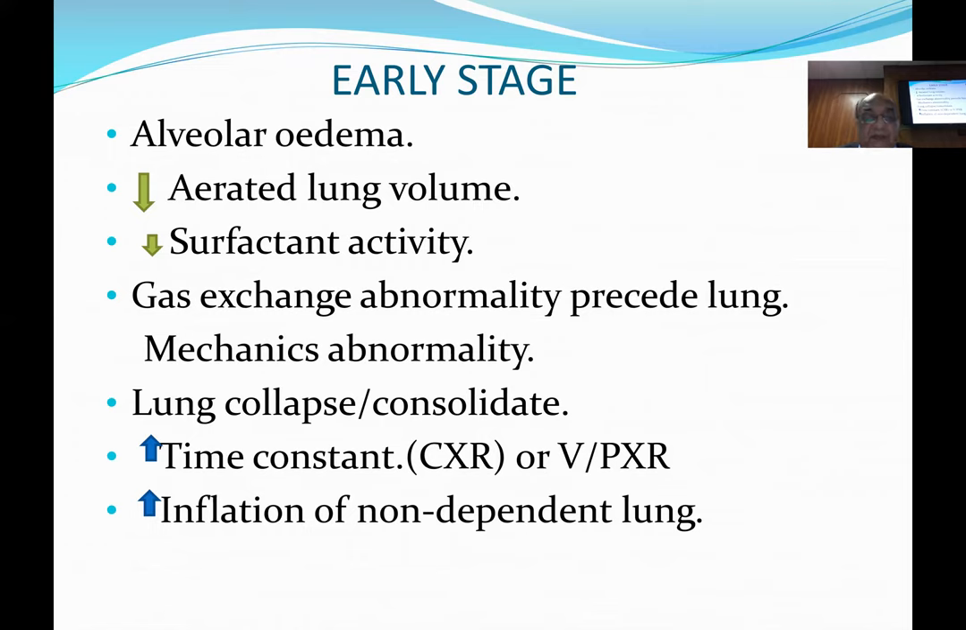Then there is increased inflation of the non-dependent lung. Because as you know, according to the John West classification, the upper part of the lung has more ventilation than perfusion. The middle has equal ventilation and perfusion. Then the lower has more perfusion than ventilation. Now when the lower part of the lung is affected by early ARDS, then most of the gas will go into the upper part. In the upper part, the dead space effect will be increased. There's more ventilation than perfusion. So that's what we are saying: there is increased inflation of the non-dependent lung. That will worsen the oxygenation.